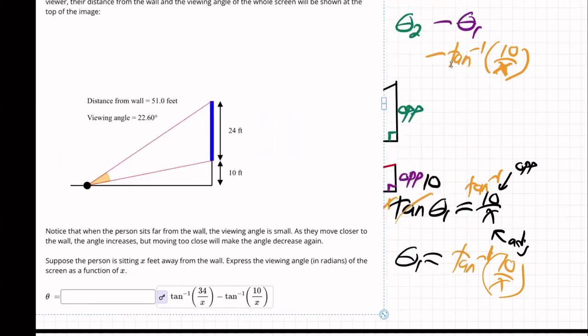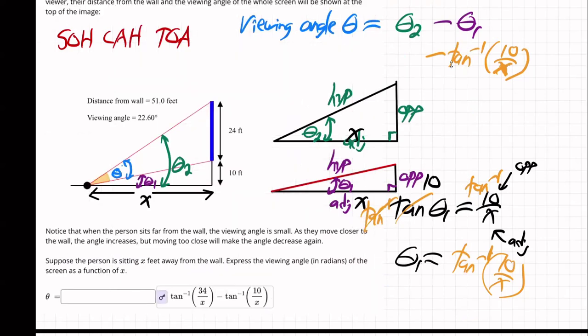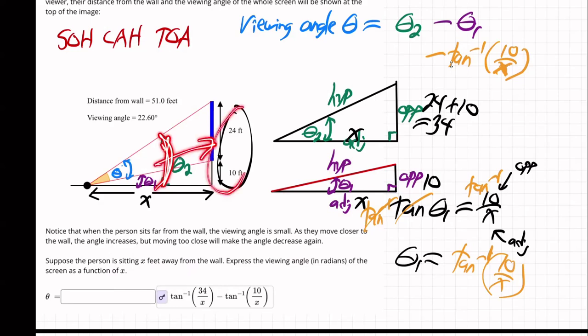Oh, that was not good. I wish it had not done that. There we go. Okay. This is x down here, right? This is x. And the opposite is that whole thing. Here's the whole side, which is 24 plus 10 equals 34, right? For theta 2 is the whole angle. The opposite is the whole side, 34. The adjacent is the x.